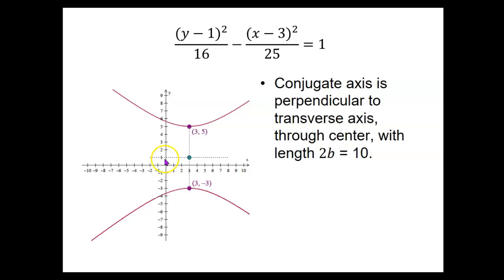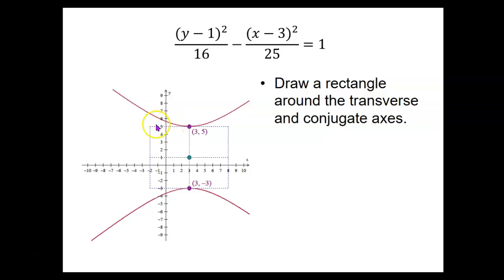Then the conjugate axis is perpendicular to the transverse axis. If we draw a line segment through the center in the other direction from the way the transverse axis was going, that is what we call the conjugate axis. And it has a length of 2b, where b squared is the number in the denominator of the second fraction. Here, b squared is 25, so b would be 5. So the conjugate axis is what you get if you start in the center and go 5 spaces one way and 5 spaces the other. In this case, in the x direction.